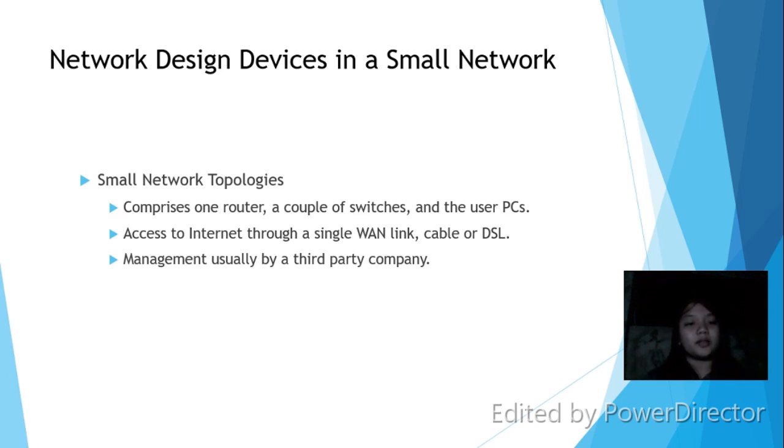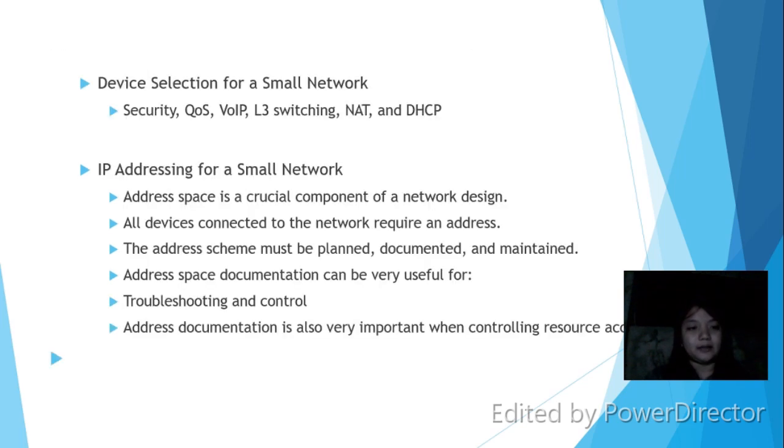Small network topologies comprise one router, a couple of switches, and the user PCs. In a small network topology, you will just have one router and a couple of switches, or two routers, and user PCs. Access to the internet is through a single wide area network link, cable, or DSL. Management is usually by a third party company.